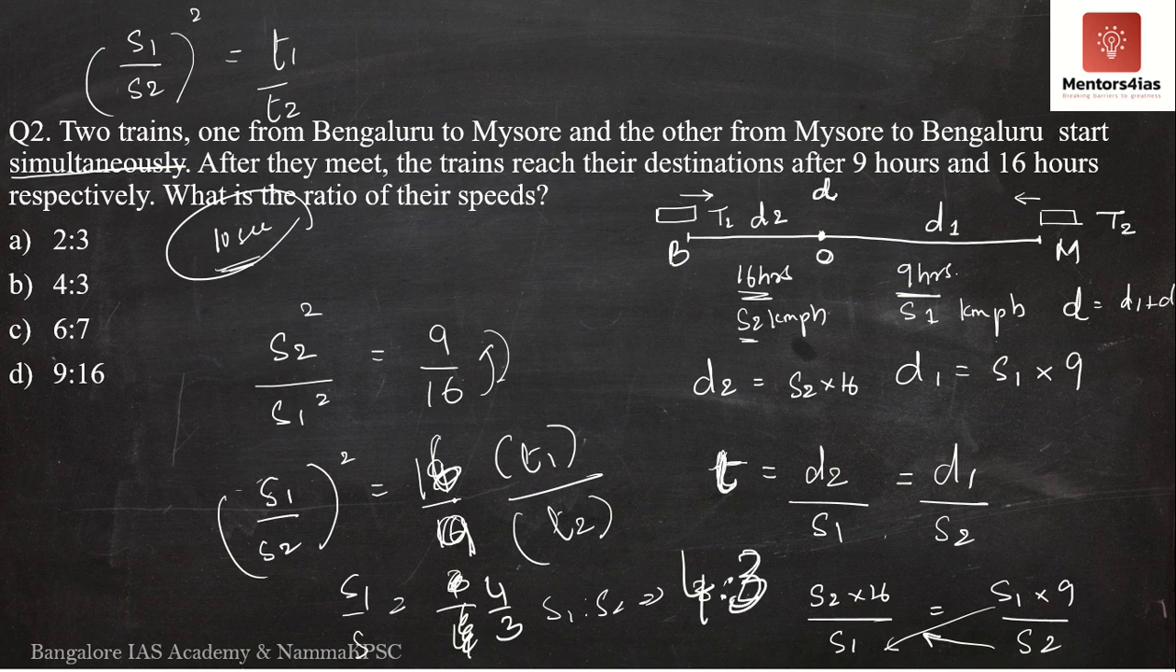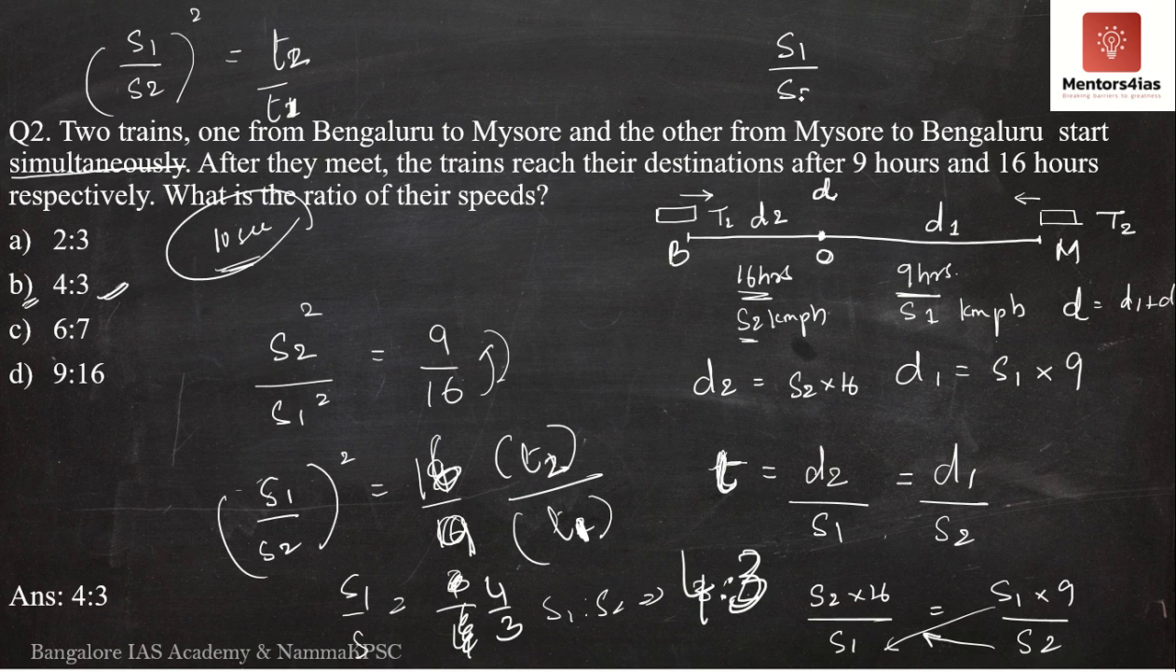I hope you understood this. It was a silly mistake on my side. Therefore, the correct answer is 4 is to 3, or option B. So you can just remember S1 by S2 whole square is equal to, again my mistake, it is not T1 by T2. I am sorry, the entire thing I have made a mistake. T2 by T1. Please rectify this.